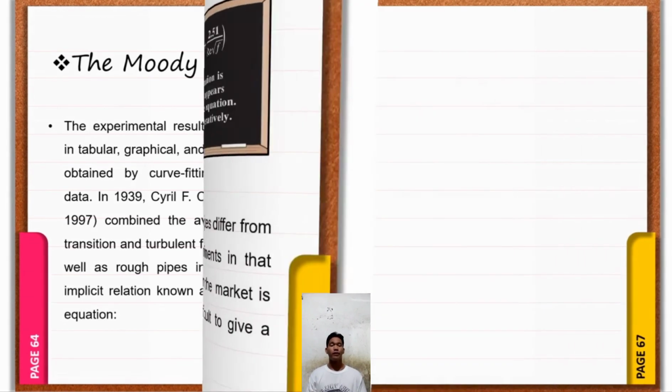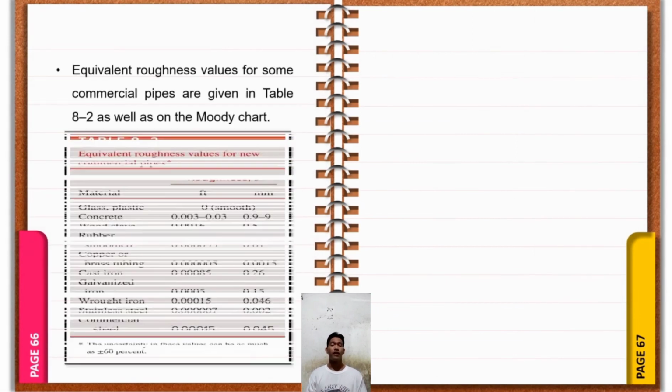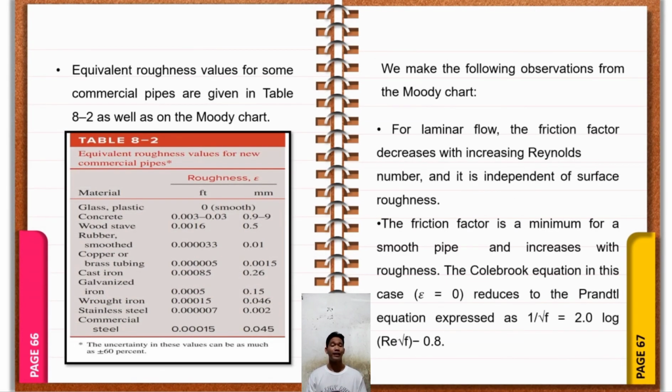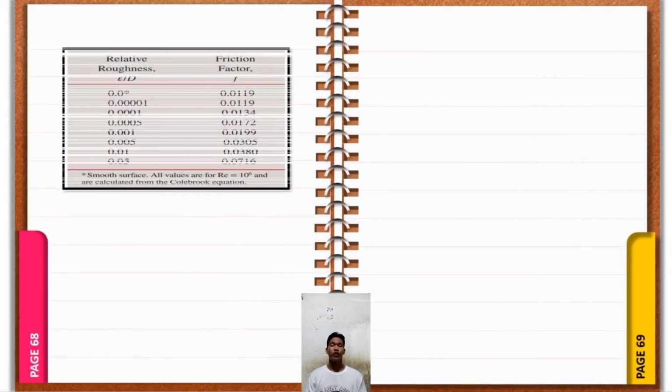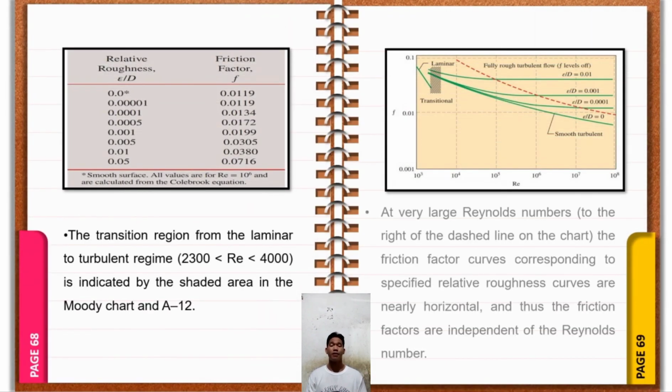We make the following observation from the Moody chart. For laminar flow, the friction factor decreases with increasing Reynolds number and it is independent of surface roughness. The friction factor is a minimum for a smooth pipe and increases with roughness. The transition region from the laminar to turbulent regime is indicated by the shaded area in the Moody chart. At very large Reynolds numbers, the friction factor curves corresponding to specified relative roughness curves are nearly horizontal.